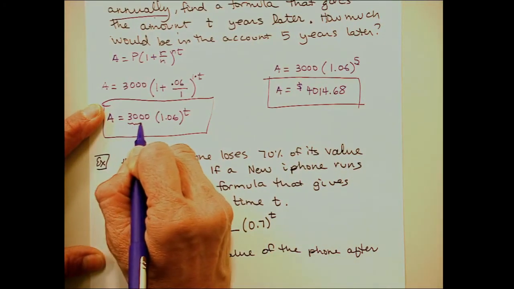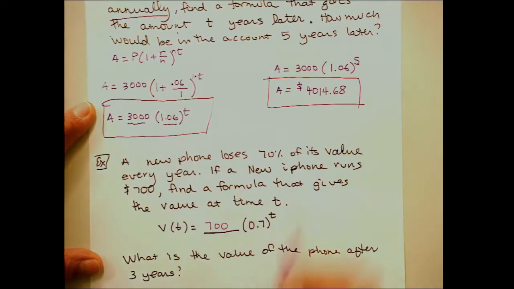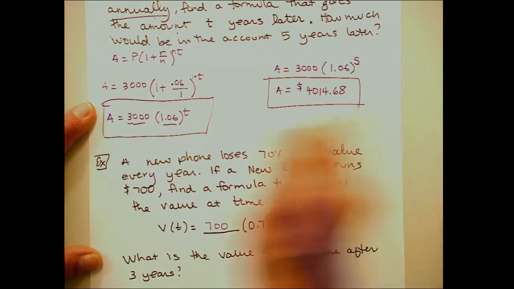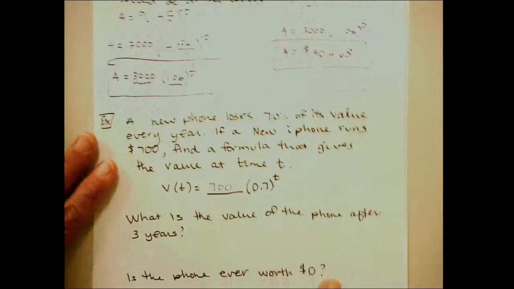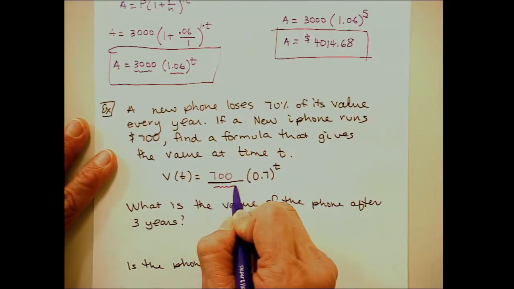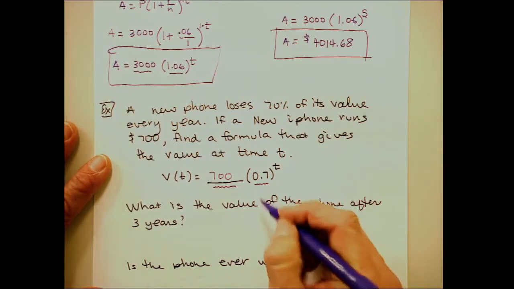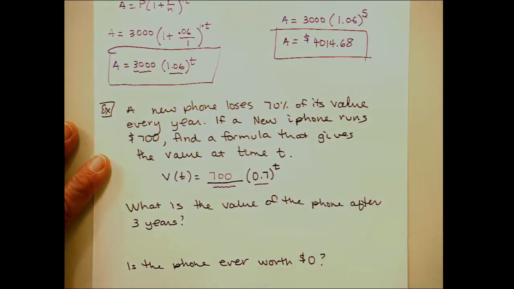So 700 times 0.7 to the t. So if you compare this formula to the one we just found, okay, we have our initial amount, and this is greater than 1, and our account's getting bigger, right? I have more right after 5 years than I started with. On this, right, on our iPhone example, here's my initial amount, but this number is less than 1. Okay? So that's going to decrease the value of my phone each year.